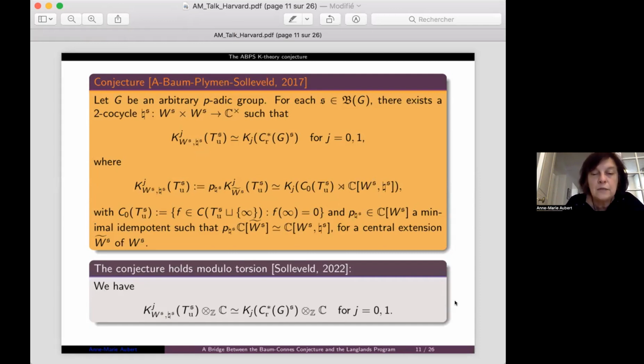And again, in the case where we have really an affine Hecke algebra, the same method should prove the conjecture, but the case of twisted affine Hecke algebra is more subtle and it's not yet done. Okay, so this is the conjecture and the situation.